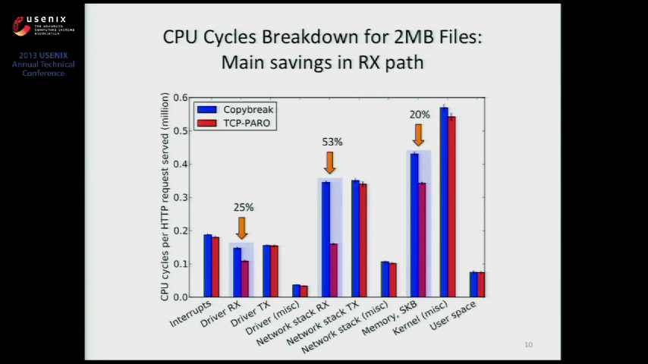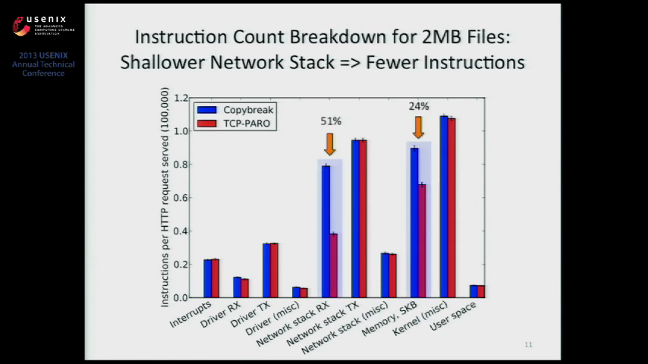We execute nearly half as many cycles in the receive stack. And because we're doing fewer memory allocations, we save about a fifth of the cycles in the memory subsystem. If we look at instruction count, we see a similar pattern because we have a short stack traversal, so we have far fewer instructions executed, as well as in the memory system.